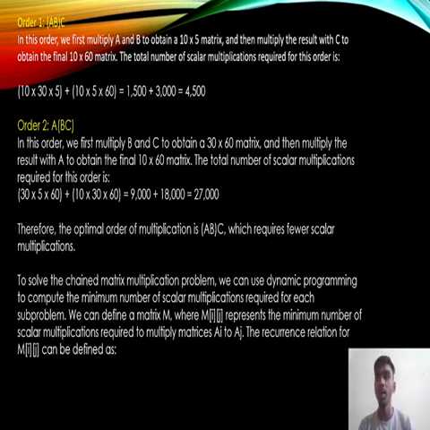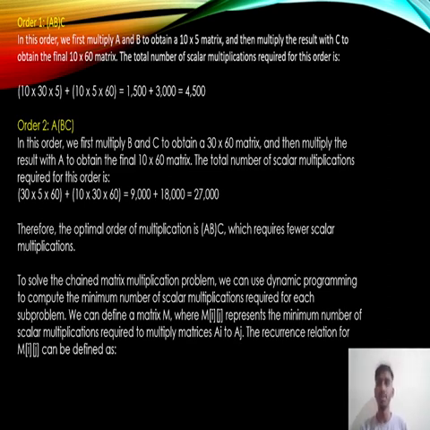Order 1: (AB)C. In this order, we first multiply A and B to obtain a 10 by 5 matrix, and then multiply the result by C to obtain the final 10 by 60 matrix. The total number of scalar multiplications required for this order is 10 into 30 into 5 plus 10 into 5 into 60, which is equal to 1500 plus 3000, which is equal to 4500.